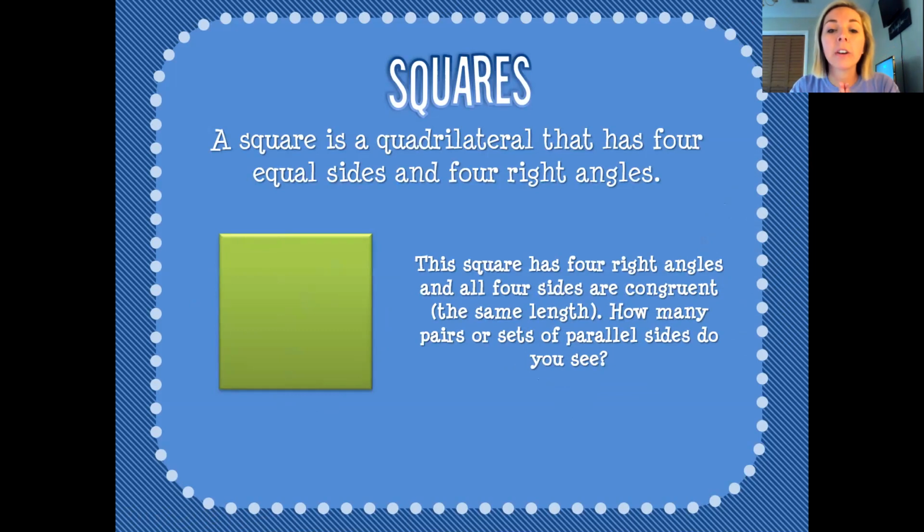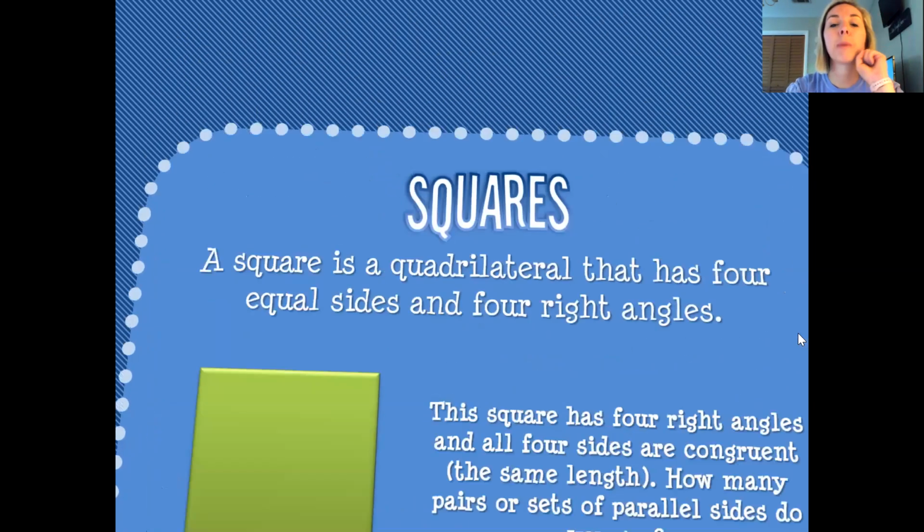How many pairs or sets of parallel sides do you see? So think to yourself, how many is in a pair? 2. You have 2 pair of shoes, you have 2 pair of ears, 2 pair of eyes. So on the square, you should see 1 pair, these 2 lines, the top and bottom are parallel, and 2 pair, the sides are parallel. So it has 2 pair of parallel sides, a square.